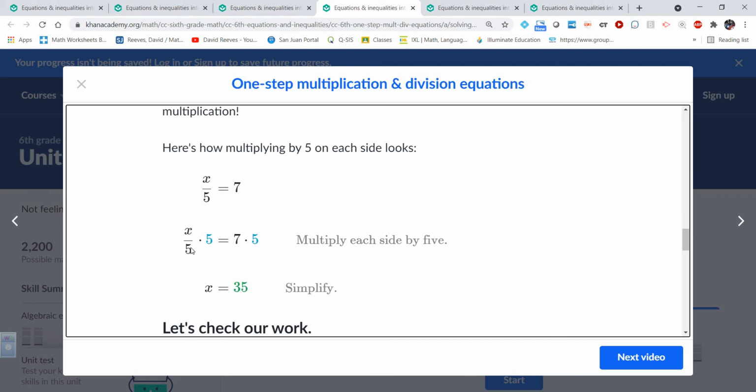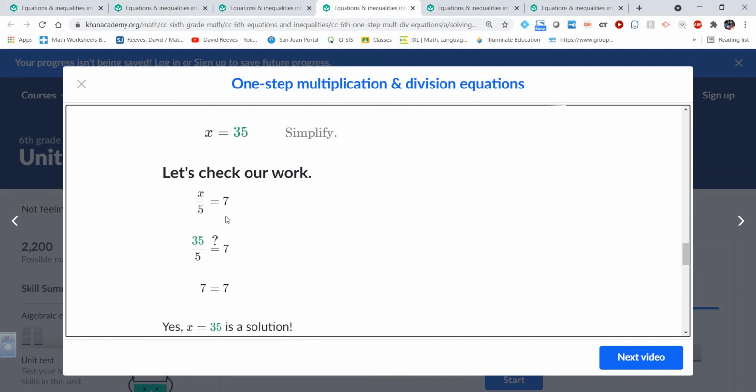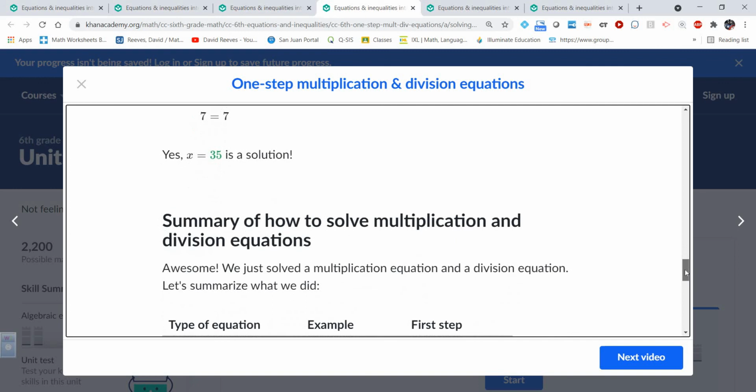Well, 5 divided by 5 is 1. Again, these undo each other. They cancel each other out. So I get x is equal to 7 times 5, which is 35. So the inverse of dividing by 5 was multiplying by 5. Again, if we check our work, 35 divided by 5 is equal to 7.